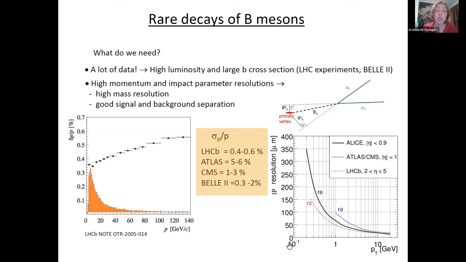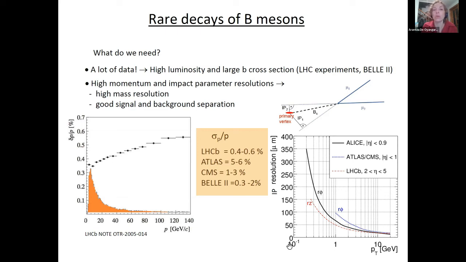Before it was not possible because the experiments did not have so much luminosity, so it was much more complicated compared to now. And what we also need is good high momentum and impact parameter resolutions, because you have a signal, and you have to separate it from the background. You have many other decay channels going also, for instance, to leptons or to photons, or to other decays that are going to be much more abundant compared to your rare decay.